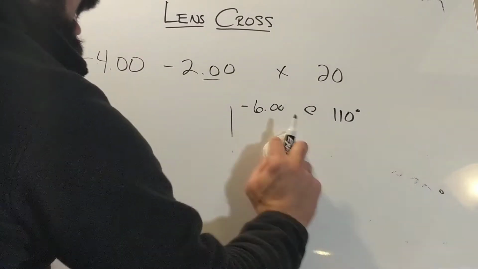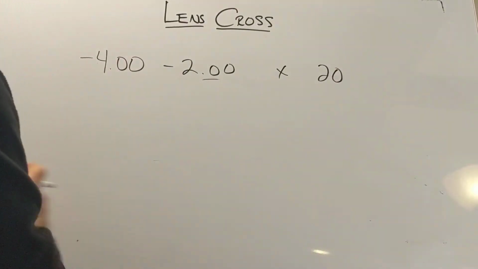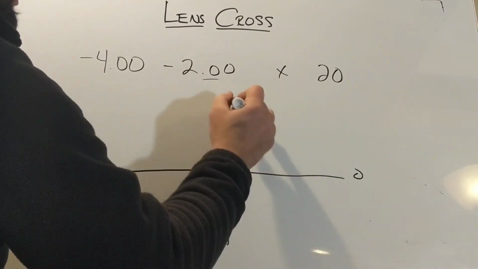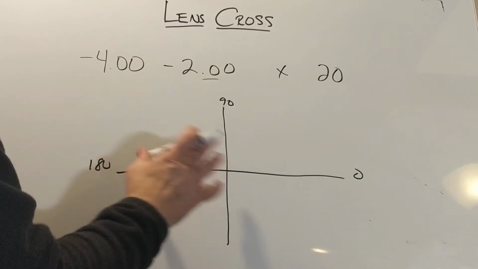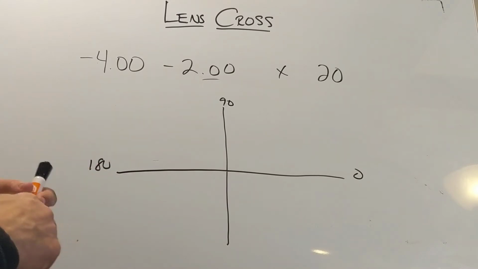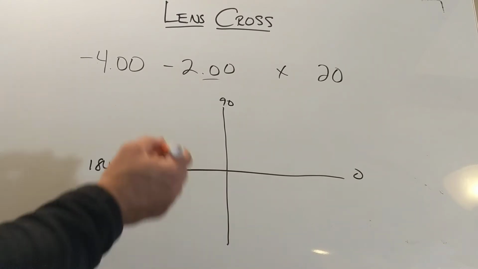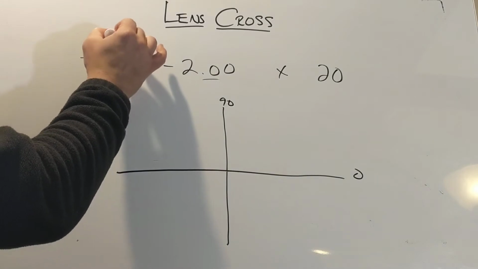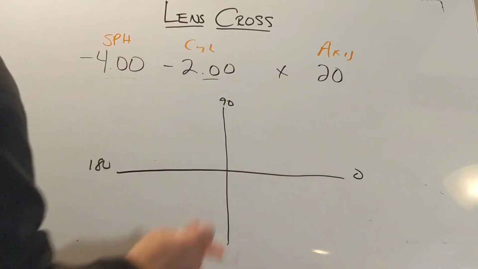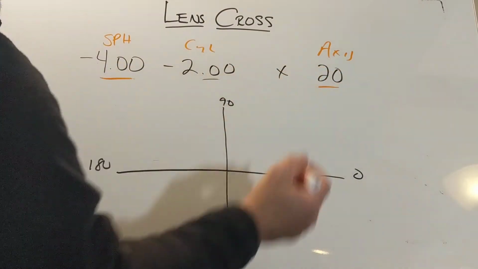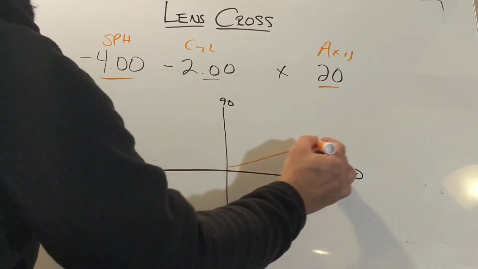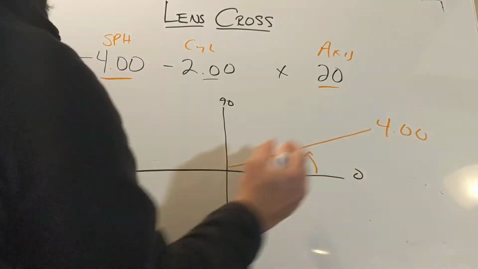So what we're going to do is, I would like you guys, when you're doing a lens cross, always draw the lens cross right out. 0, 90, 180, just like it would be in front of their eye. And let's draw the prescription on that lens cross so it always looks as it would look like in real life. So, remember, the sphere always pertains to the axis, and the cyl is 90 degrees away, so -4 is going to be found at 20. So we're going to move up by 20 degrees, or right around there, and it's going to be -4.